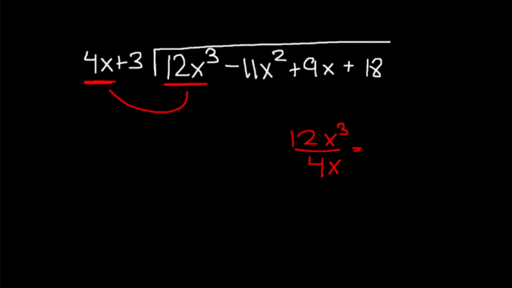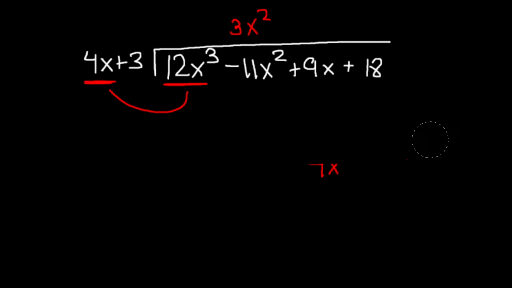So let's look at the coefficients first. 12 divided by 4 is simply going to give you 3, and x cubed divided by x is going to give you x squared. Alright, so now we can write the quadratic term, so you get 3x squared.